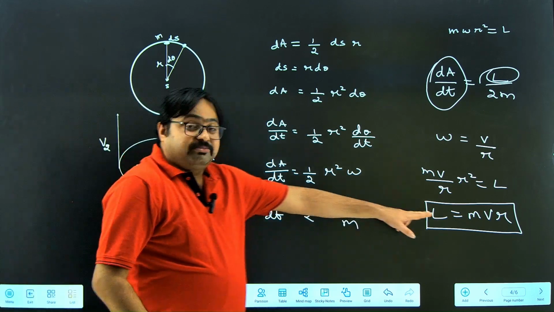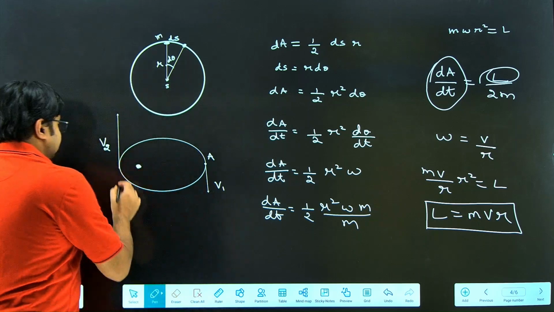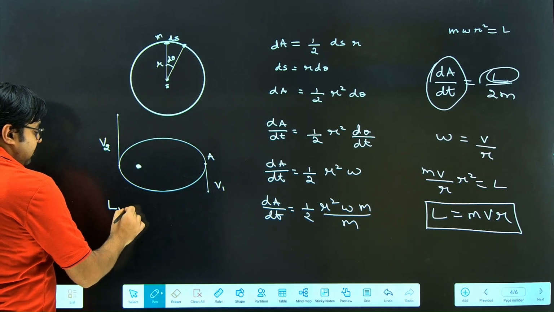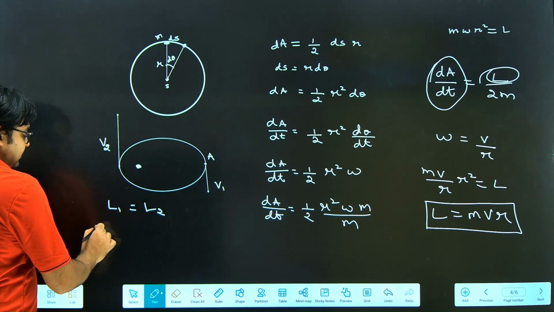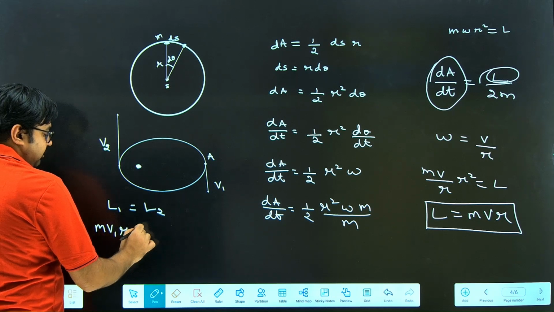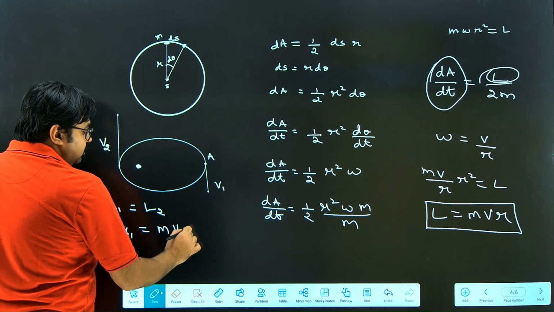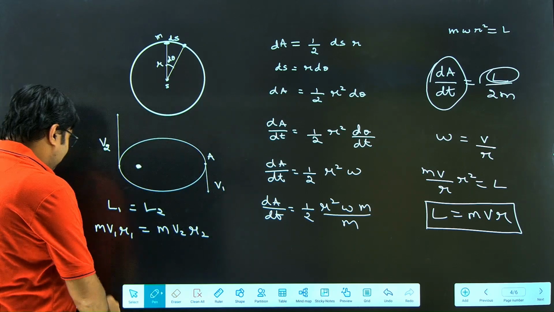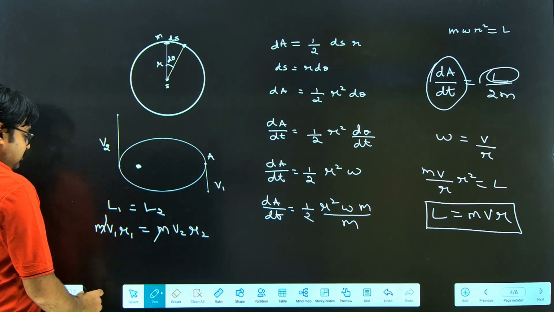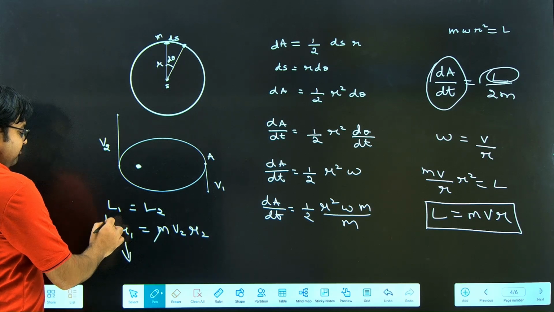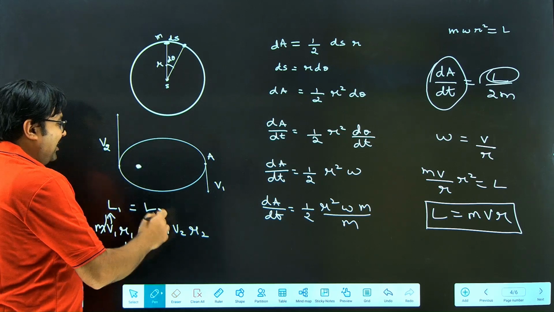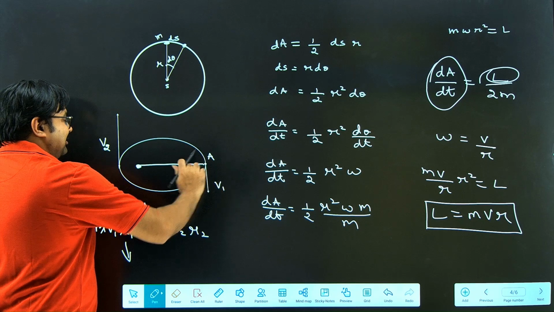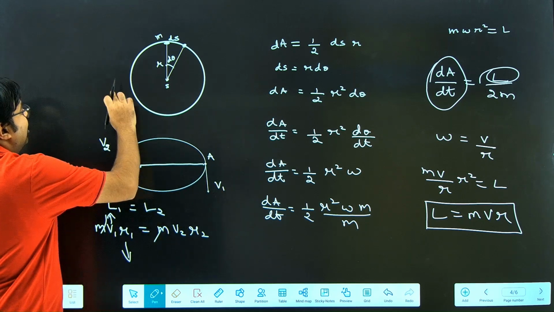Because the angular momentum, I said, is conserved, L1, which is the angular momentum here, must be equal to the angular momentum here. So L1 would be equal to L2. That means M into V1 into R1 would be equal to M into V2 into R2. I did not write M1 and M2 because it's the mass of the planet, it remains the same. M gets cancelled. That means when R decreases, V increases. That's the reason why when R increases, velocity is lesser. When R decreases, velocity is higher.